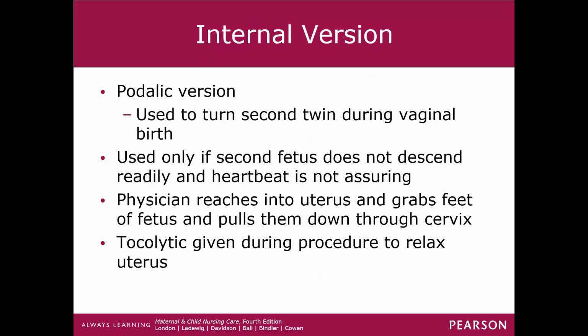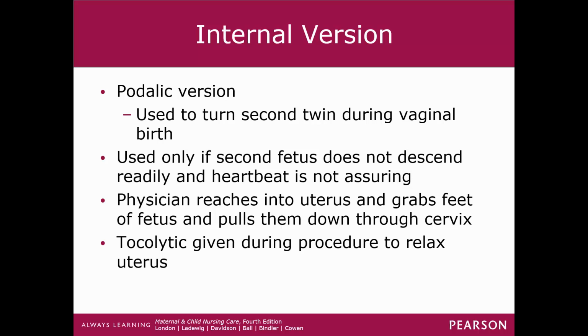Now, an internal version is something that you won't see anywhere else but the labor room. So an internal version is when we have multiples. So we have twins or even triplets, but I think triplets are usually automatically delivered by C-section. But with twin gestation, the woman wants to deliver these babies vaginally. So what we do is usually baby A is head down. If baby A is not head down, there's a problem right away, so we would try to do an external version on that baby.